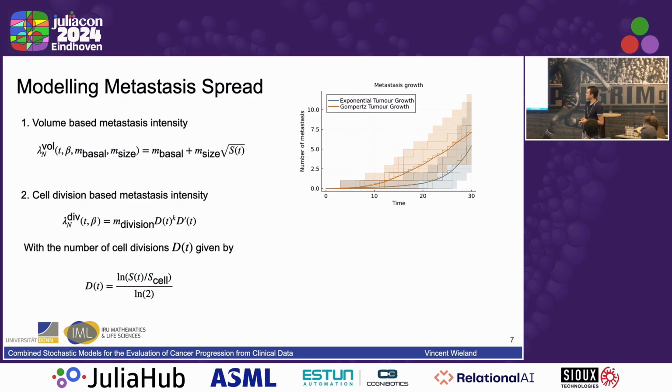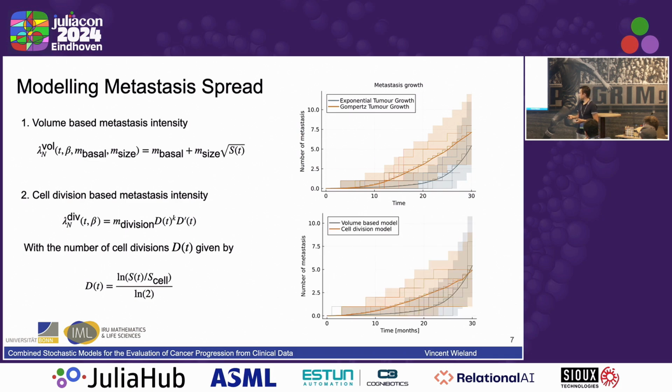It's used in cancer literature, but we can also insert this into our model, and then we also see different trajectories. If we just take an exponential tumor growth law and then different metastasis spread laws, we get different trajectories for that.